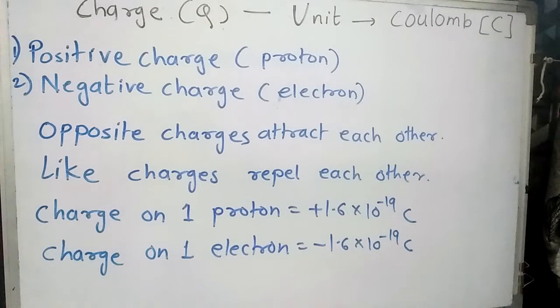The proton has positive charge, the electron has negative charge. And we know the basic things, that opposite charges attract each other, like positive and negative, and like charges, meaning positive-positive or negative-negative, repel each other. We should know these basic things that we saw in 9th standard also. Charge on one proton is plus 1.6 into 10 raised to minus 19 coulomb. The plus sign is given because it is for a proton, and charge on one electron is minus 1.6 into 10 raised to minus 19 coulomb. Now see, there is a big confusion that one electron means 1 coulomb charge. It is not like that.